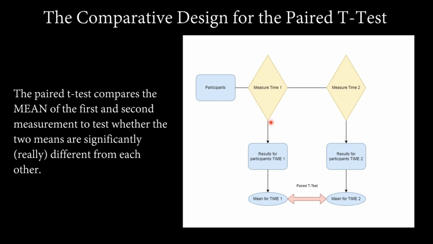If we look at this diagram, we see that we have one set of participants. It's not like the independent t-test where we have two groups of participants. What we have here are two measurement times. This is the measurement, in our case, before the class on the anxiety level, and this is the measurement after the class, also on the anxiety level. How does the paired t-test work? We collect the results for participants for time 1 and for time 2. We create a mean for time 1, a mean for time 2, and the paired t-test compares these two means.